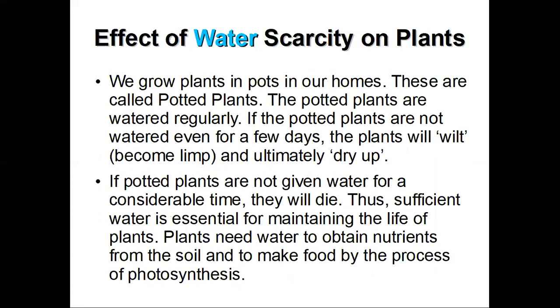Now, what will be the effect of water scarcity on plants? We all grow plants in pots in our homes. These are called potted plants. Potted plants are watered regularly. If they are not watered even for a few days, the plants will wilt. This is a new word for all of us. What is the meaning of wilt? Wilt means to become limp and ultimately dry up. If potted plants are not given water for a considerable time, they will die. Thus, sufficient water is essential for maintaining the life of plants. Plants need water to obtain nutrients from the soil and for the process of photosynthesis, which we learned in class 6 and also in class 7 in chapter number 1.